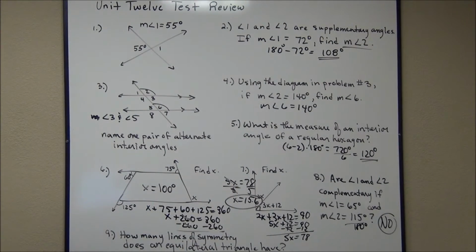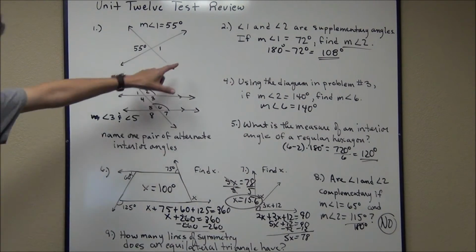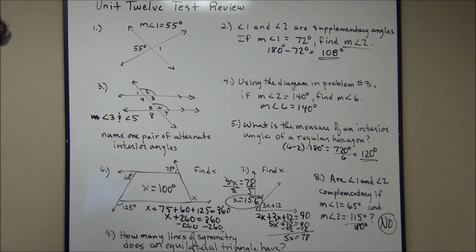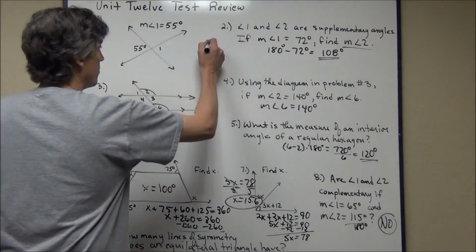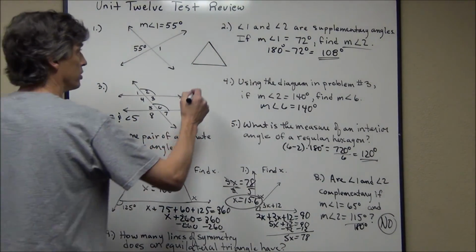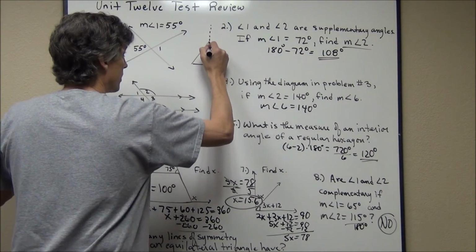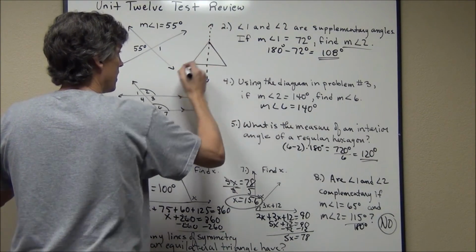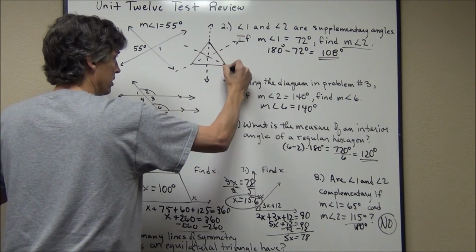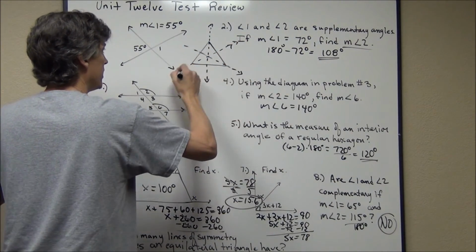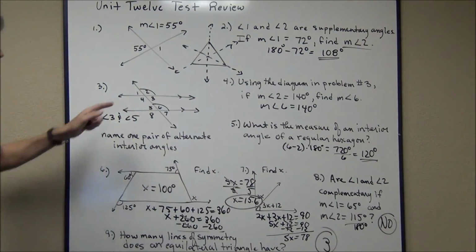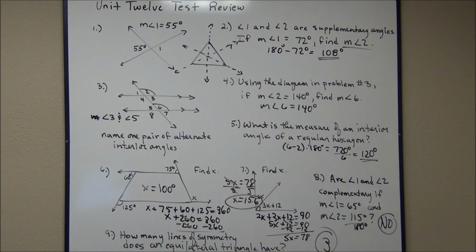The last example here got kind of cut off, so I'm going to work it up here. But it says, how many lines of symmetry does an equilateral triangle have? So I'm going to do my best to draw an equilateral triangle. That means all three sides are the same measure. And I believe if I bring one down like this, if I bring one across like this, and if I bring one through like this, you will see that I have three lines of symmetry that I can draw in here.